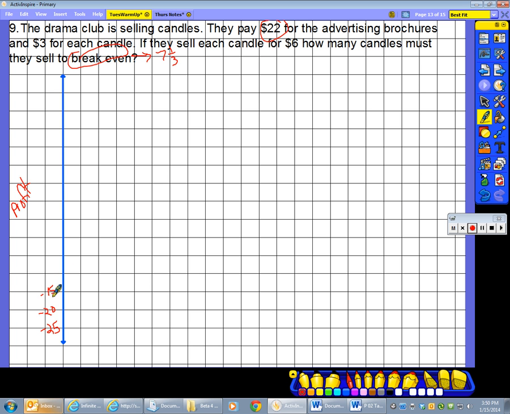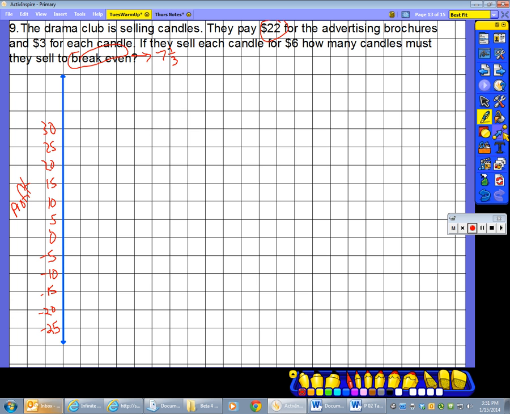negative $15, negative $10, negative 5, 0, 5, $10, 15, 20, 25, 30. Alright, you can keep going up. We need to at least get to the 0 because that's our break even point. But the reason I extended it up is so that you can kind of see what this graph would look like if it kept going.